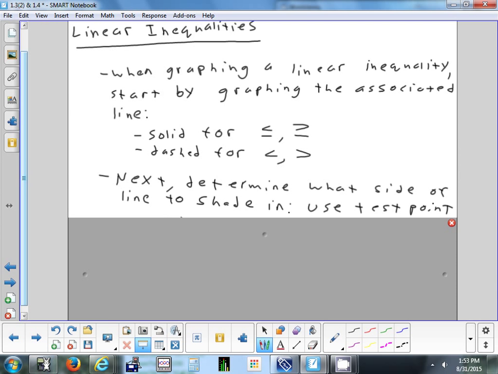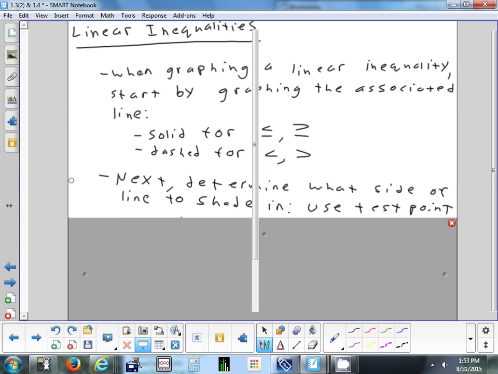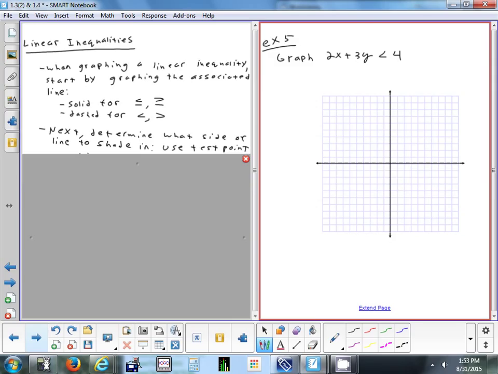I'm going to test a point. Let me show you how we do this one. Okay, first thing we have to do is graph this. So you have to get y by itself. Divide everything by 3. Right, so we get y is less than negative 2/3 x plus 4. Okay, I'm just going to graph a couple points. Oh, I'm sorry, plus 4/3. Thank you. So 4/3 is about 1.3.